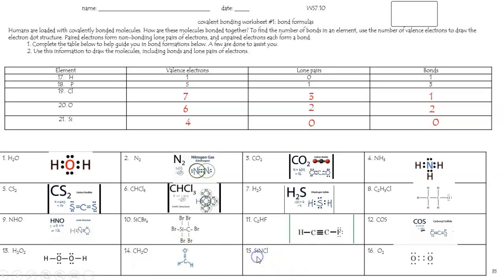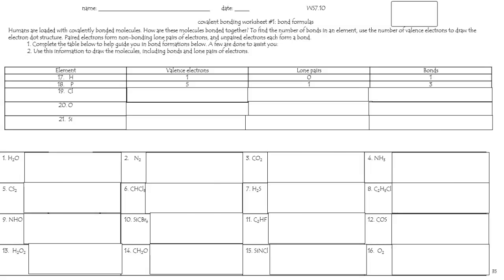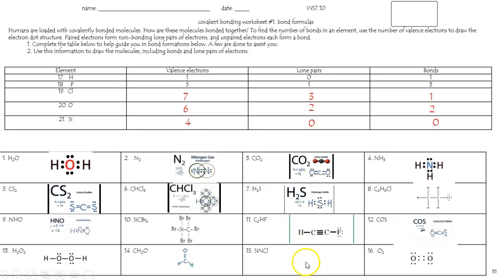Tell me about lone pairs for this guy. 0, 1, and 3. Silicon is your centerpiece. Draw the nitrogen, draw the chlorine. I wonder if there's options here. Can we put the... are we done? I think I left this one as an exercise.